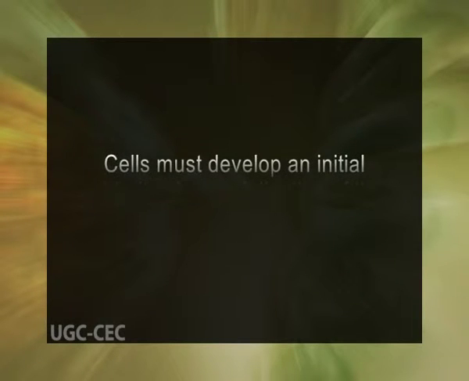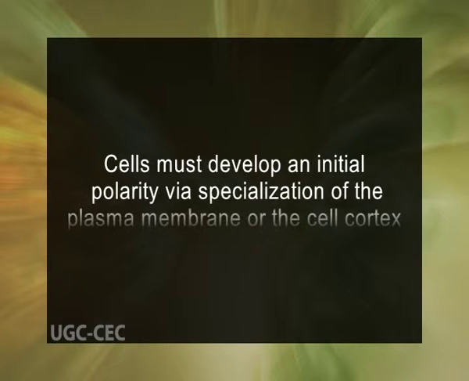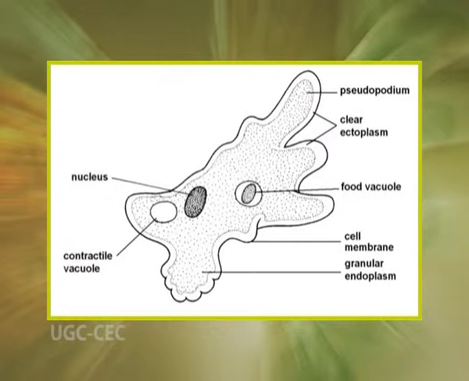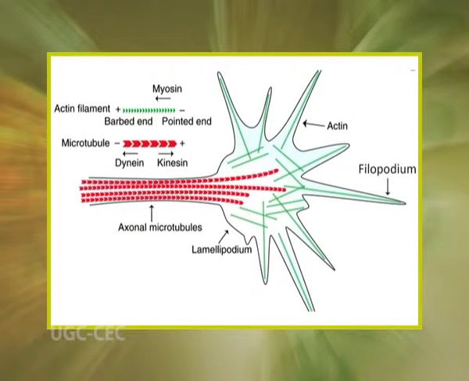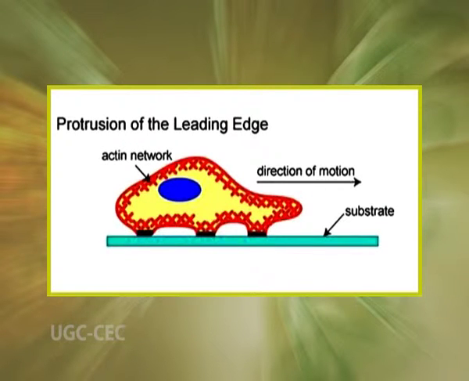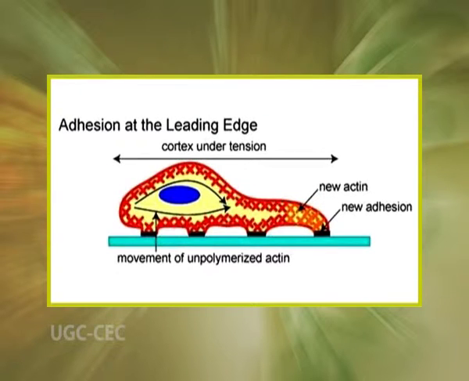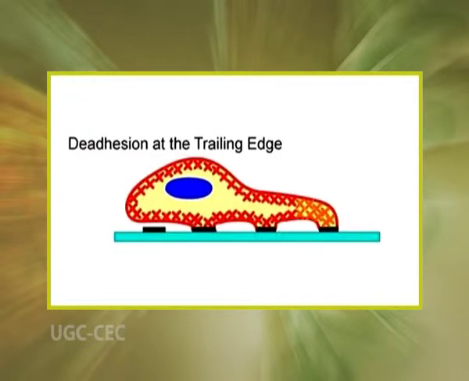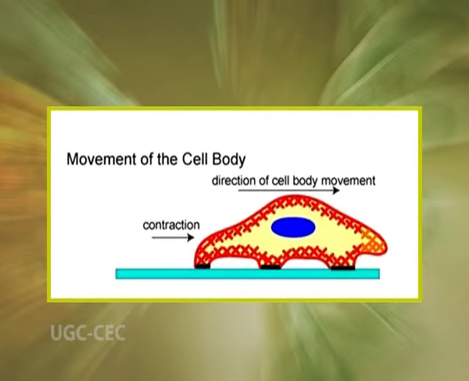Cell movement involves a coordinated cycle of movements which can be viewed in the following stages. First, cells must develop an initial polarity via specialization of the plasma membrane or the cell cortex. Second, protrusions such as pseudopodia, lamellipodia or filopodia must be extended to establish a leading edge of the cell. Third, these extensions must then attach to the substratum across which the cell is moving. Finally, during cell migration, the trailing edge of the cell must dissociate from the substratum and retract into the cell body.